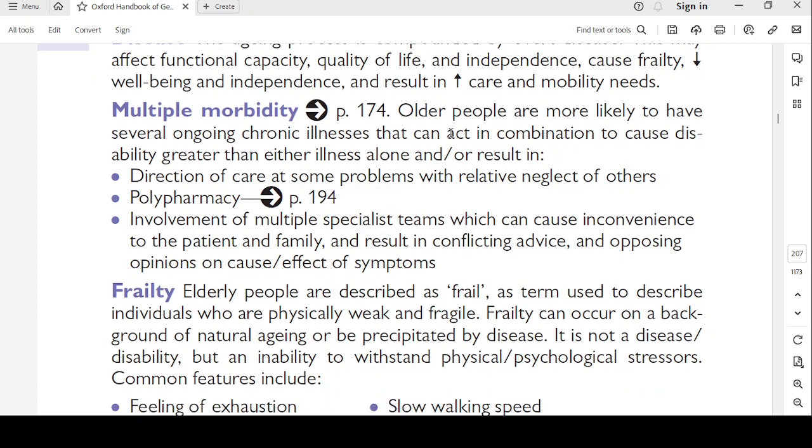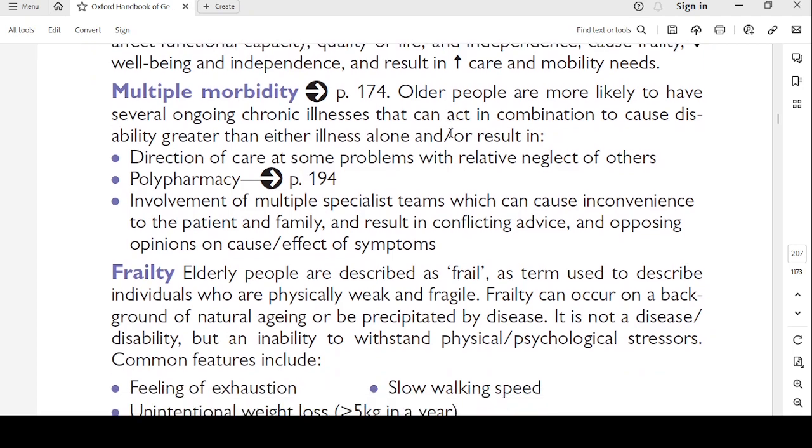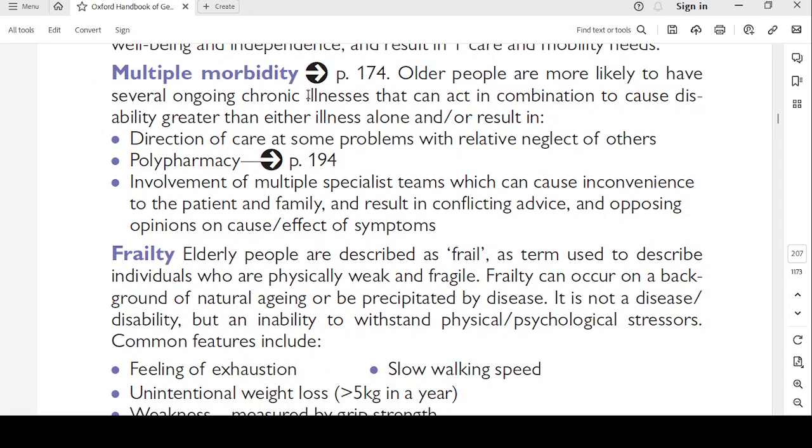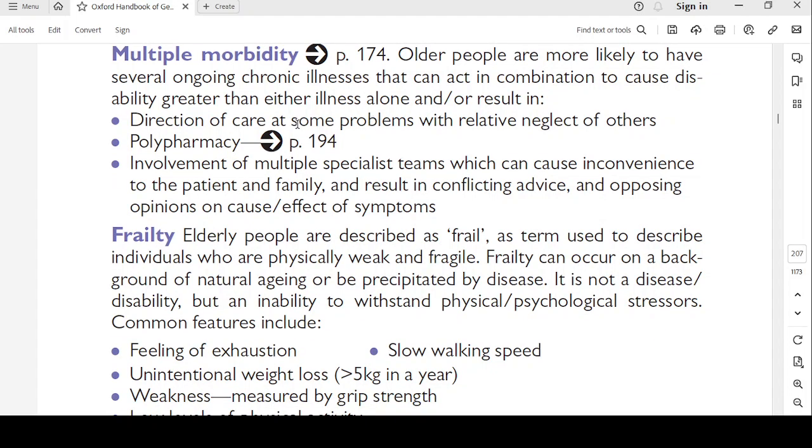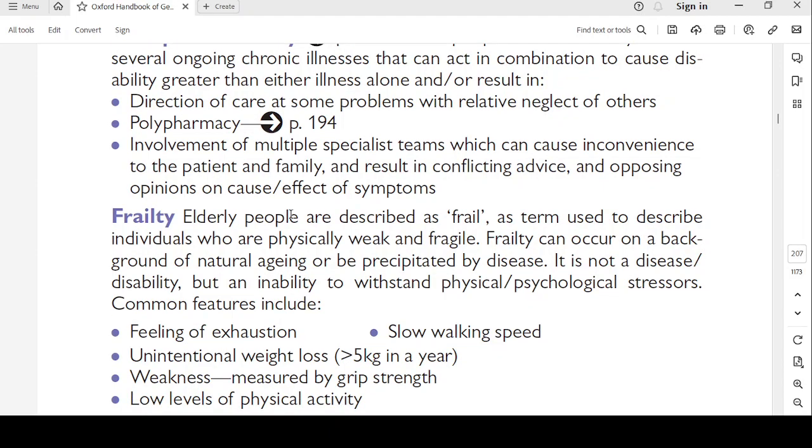Multiple morbidity. Older people are more likely to have several ongoing chronic illnesses that can act in combination to cause disability greater than either illness alone and result in direction of care at some problems with relative neglect of others. Polypharmacy, involvement of multiple specialist teams, which can cause inconvenience to the patient and family and result in conflicting advice and opposing opinions on cause and effect of symptoms.